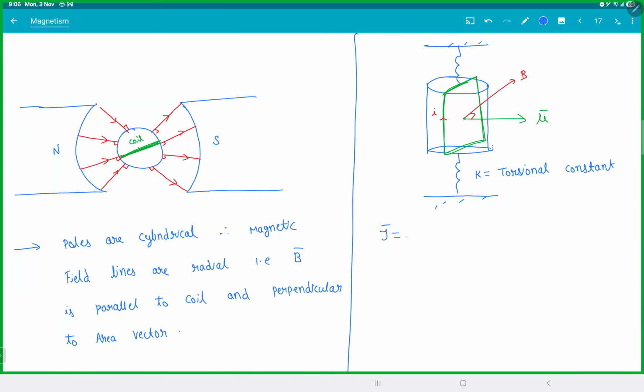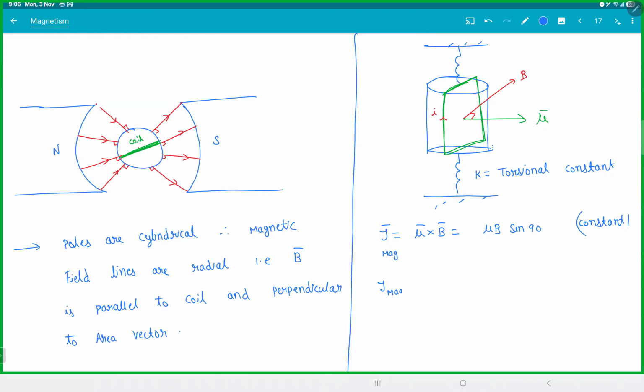But now, luckily, with mu cross B, your torque is constant. It doesn't matter how much it rotates. Mu B sine 90, this is a constant torque, independent of rotation. So this is your magnetic torque.